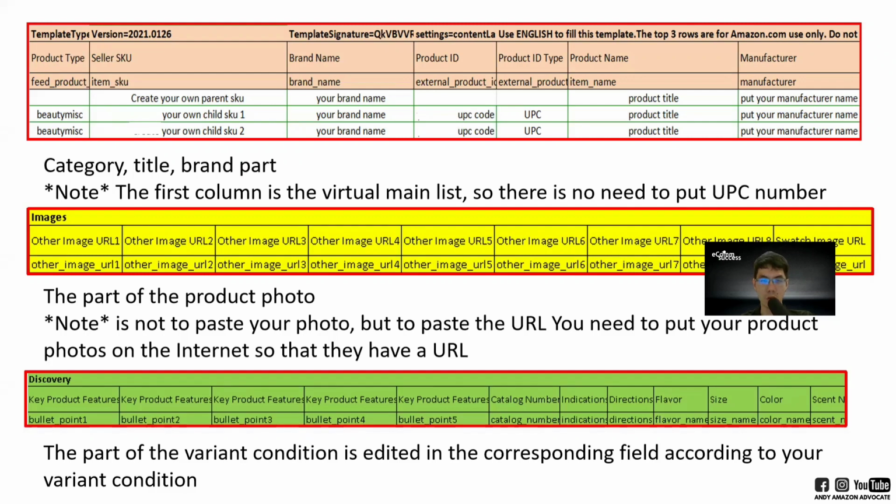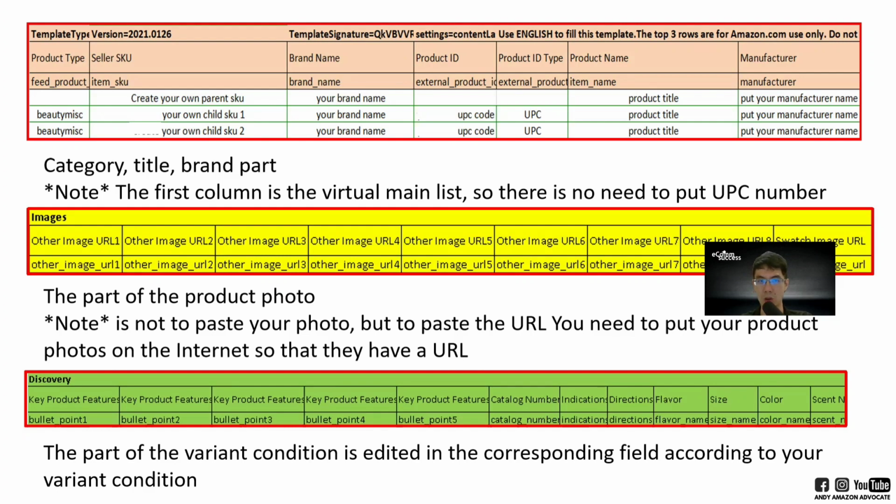If let's say you want to create two variants, that means there are two colors, let's say red and blue, you actually need to fill in three rows. For the first one over here, we need to create a parent SKU in order to have child SKUs. Your child SKUs are your variants: child SKU 1 is your red color, child SKU 2 is your blue color.